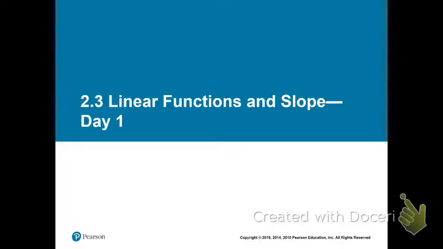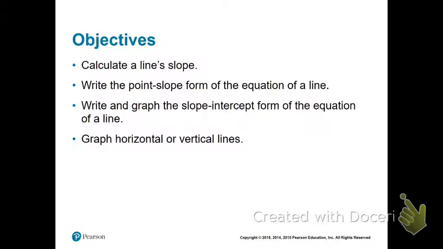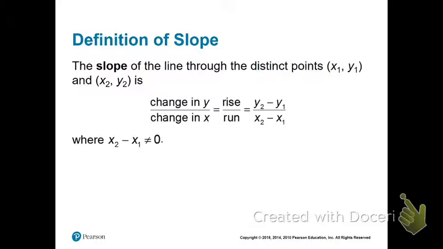Alright, 2.3 linear functions and slope, day 1. So in this part of the lesson, we're going to calculate a line's slope. We're going to write the point-slope form of the equation of a line. We're going to write and graph the slope-intercept form of the equation of a line, and graph horizontal or vertical lines. So first thing is, remember what you know about slope.